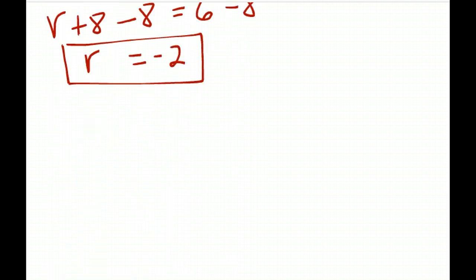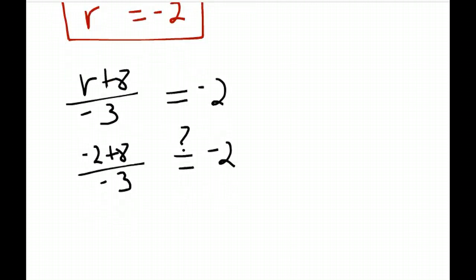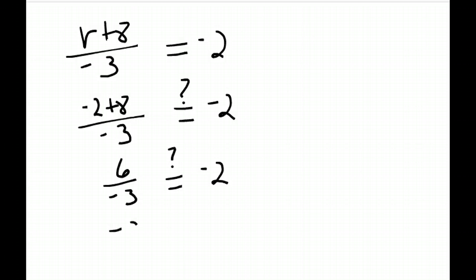All right, let's do the check. Go to the original problem. We're going to plug in negative 2 where r is, so it becomes negative 2 plus 8 over negative 3. We're going to compare and see, does that equal negative 2? Negative 2 plus 8 is positive 6 over negative 3. We want to know, does that equal negative 2? 6 divided by negative 3 is negative 2. So negative 2 does equal negative 2. So we got the right answer.